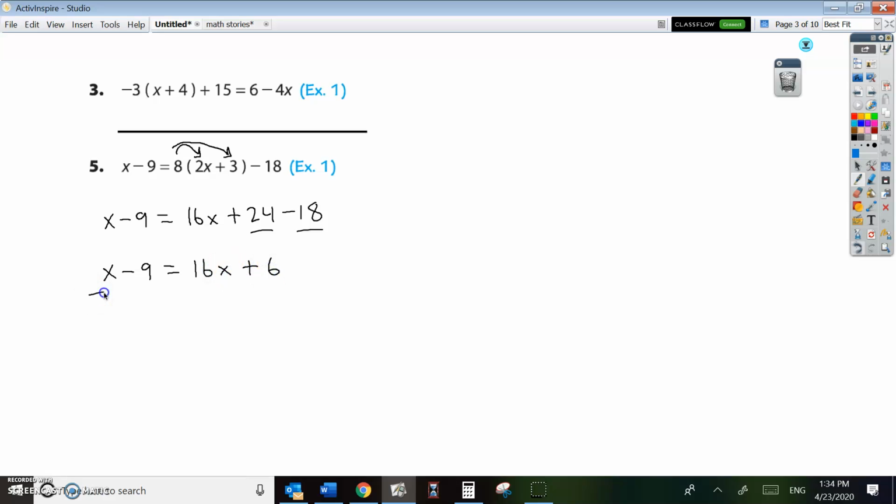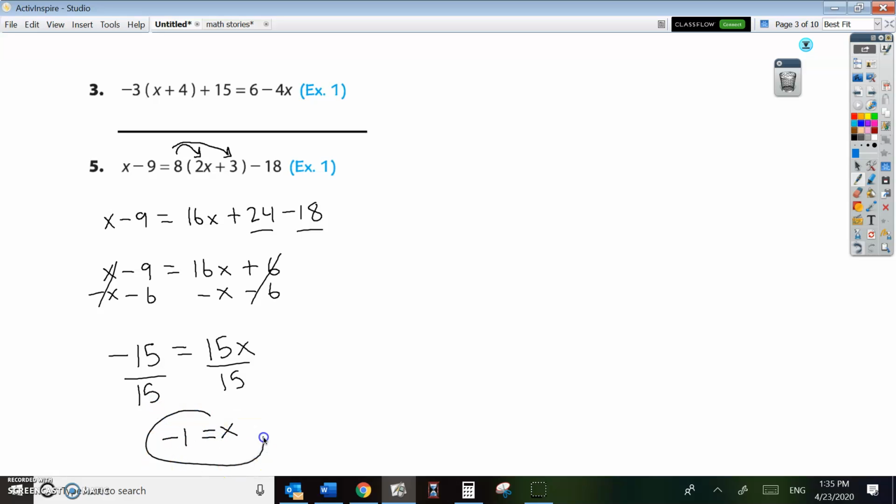Now let's subtract x from both sides. And let's subtract 6 from both sides. These x's drop. These 6's drop. Minus 9 minus 6, or like negative 9, take away 6 more, you get minus 15, equals 15x. Divide by 15. X equals negative 1.